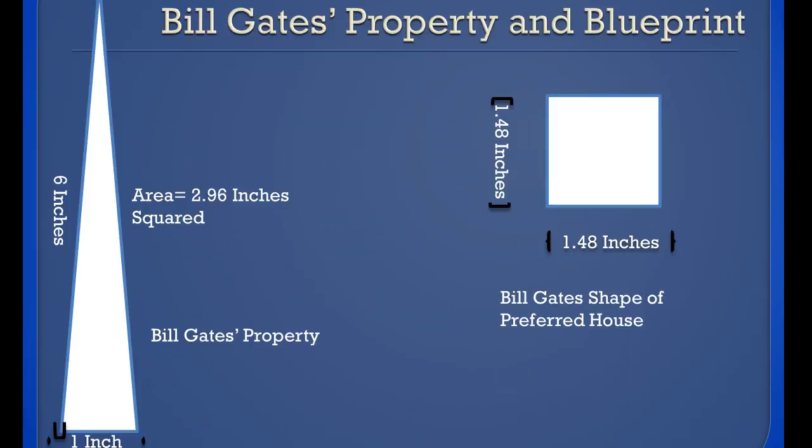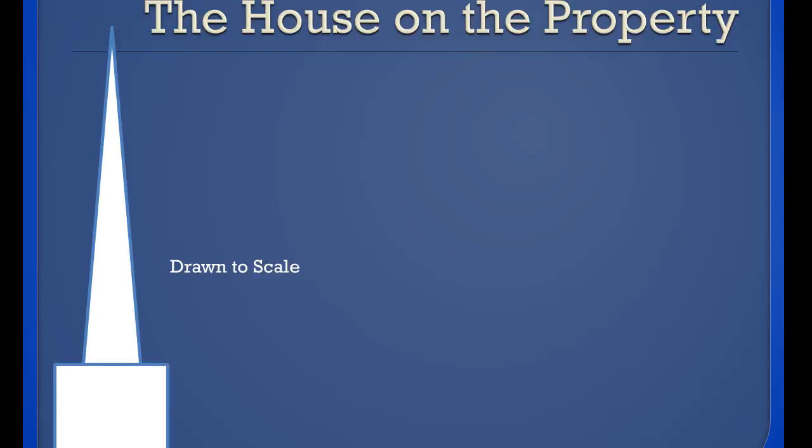The area of Bill Gates' property is 2.96 inches squared and is 1 inch wide and 6 inches tall. The house Bill Gates wants is 1.4 inches by 1.48 inches. As you can see, the house can clearly not fit on the property. It is drawn to scale.